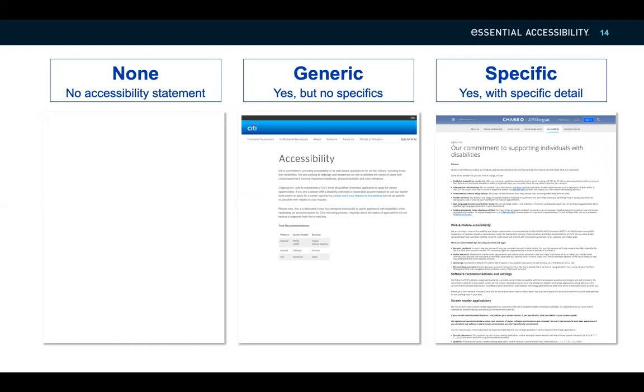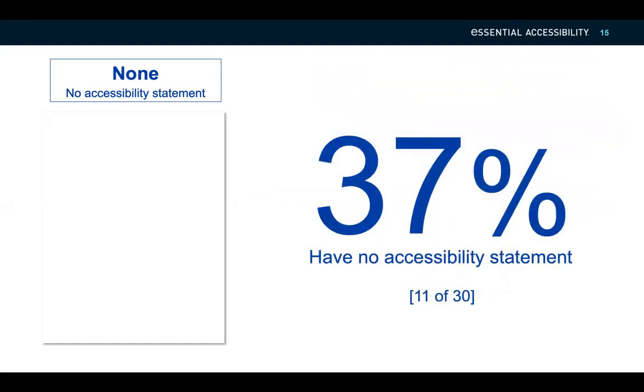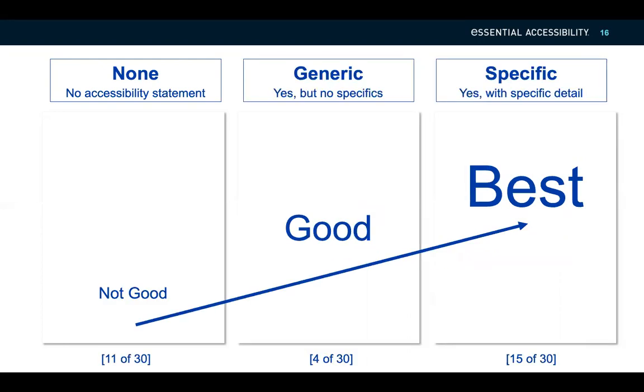And for these three buckets, we took the 3 industrial sectors times 10 sites, 10 organizations in each sector, so 30 sites total, and we tallied it up. And here's what we discovered. Well, of the 30 sites, 37% did not have a statement. 4 out of 30 did have a statement, and the remaining 50% had a specific statement. In other words, a very carefully crafted statement.